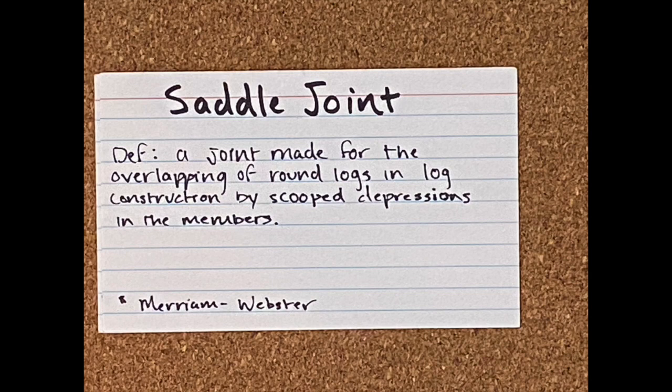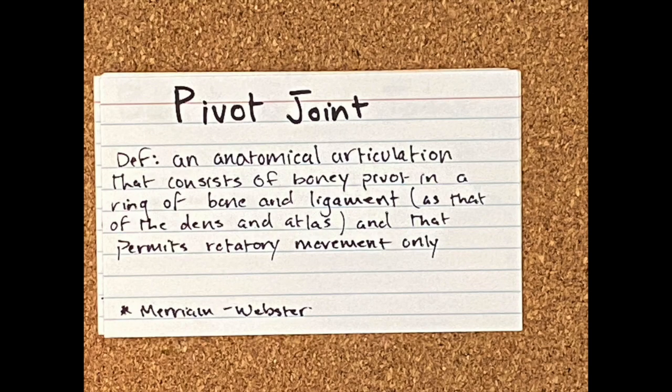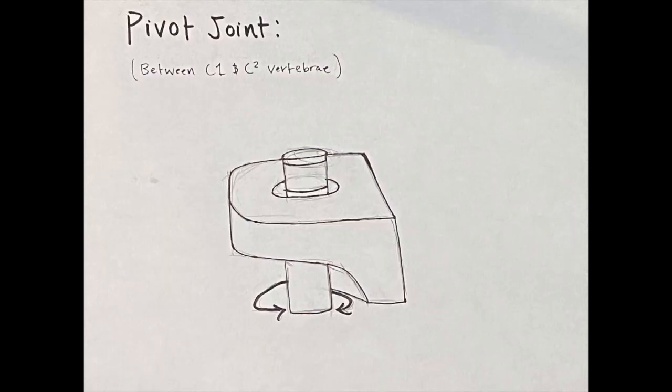Saddle joints are a joint made for the overlapping of round logs in log construction by scoop depressions in the members. This joint could be found between the trapezium carpal bone and the first metacarpal bone. A pivot joint is an anatomical articulation that consists of a bony pivot in a ring of bone and ligament, as of that in the dens and atlas, and that permits rotary movement only.